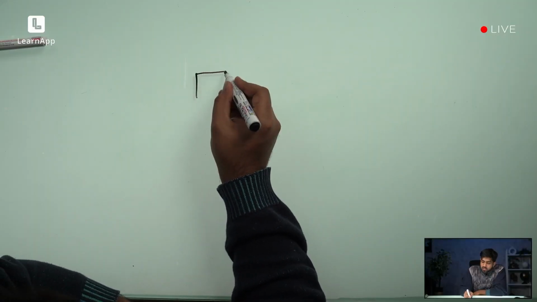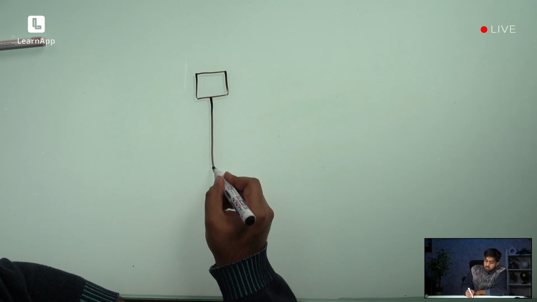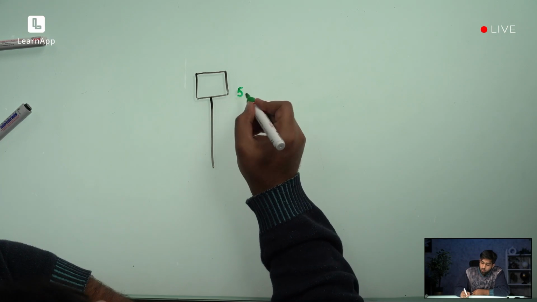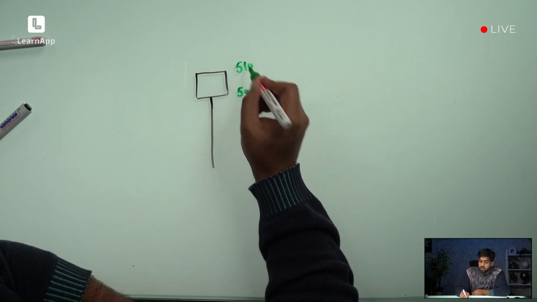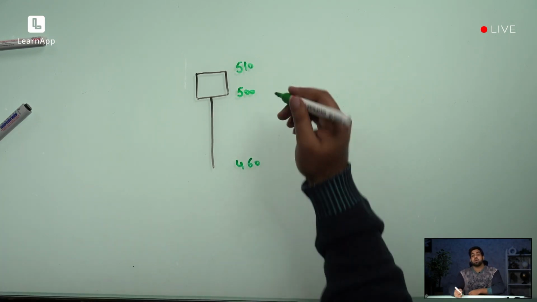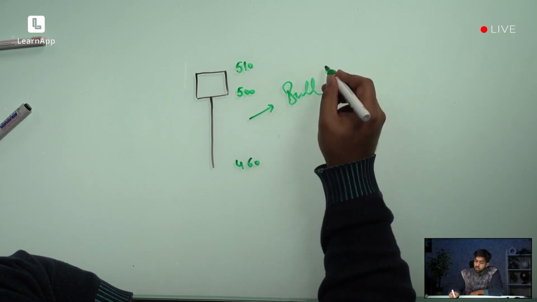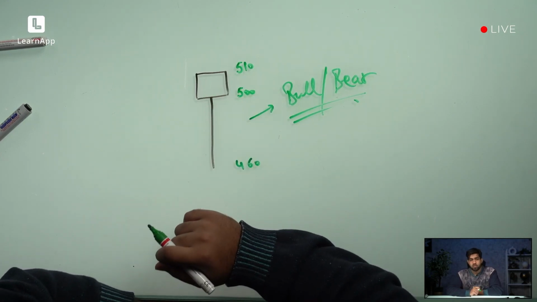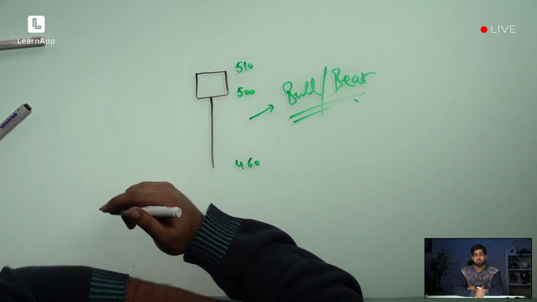Now, there is one more candlestick. Similarly, if this happens in the red candle, it has a good bearish strength. Okay. Now there is one candle called a hammer. This thing. Now, this is the opening price 500, this is the closing price 510, and this is the lowest price of 460. Now tell me, is this candle a bull or a bear? What does it represent? The bullish strength or the bearish strength?